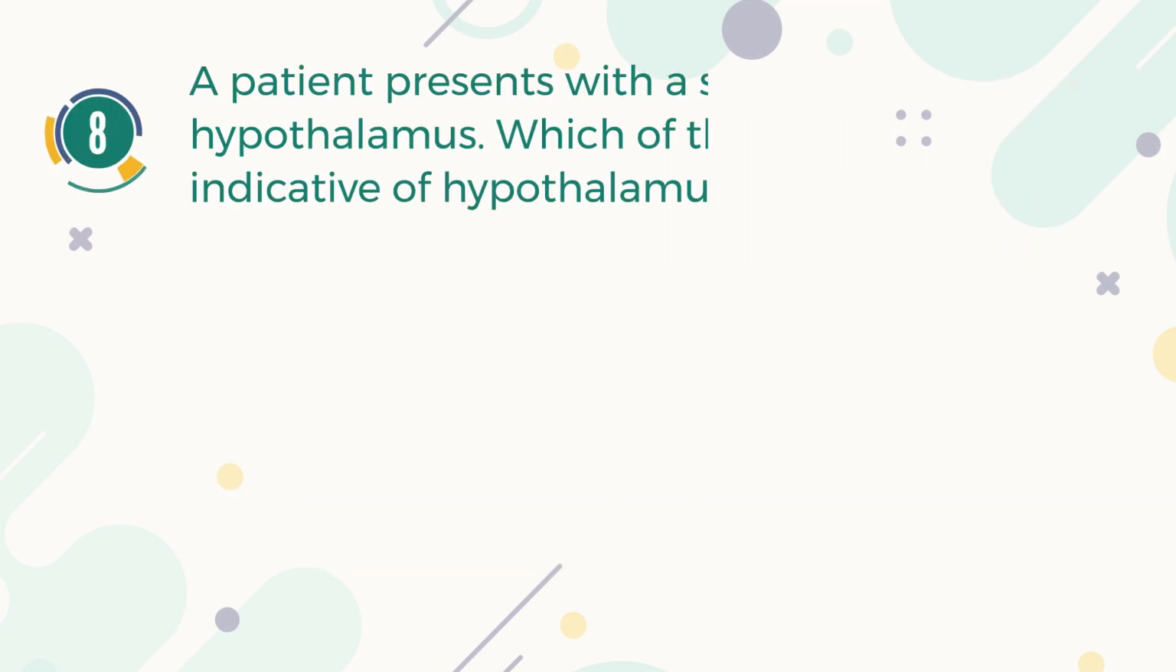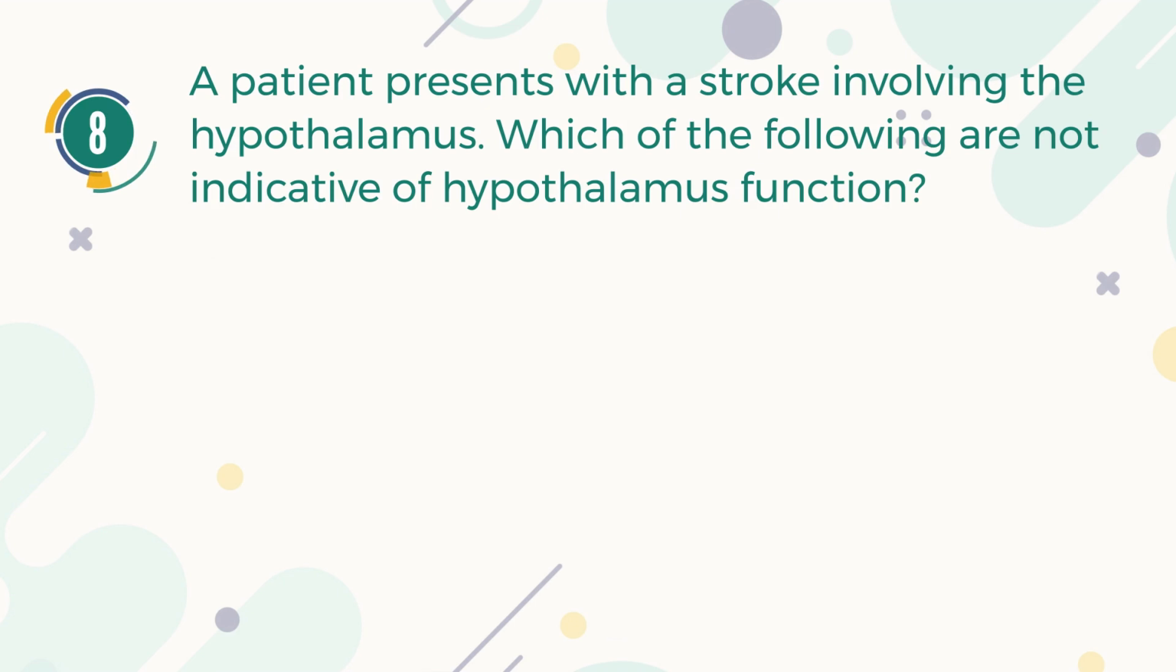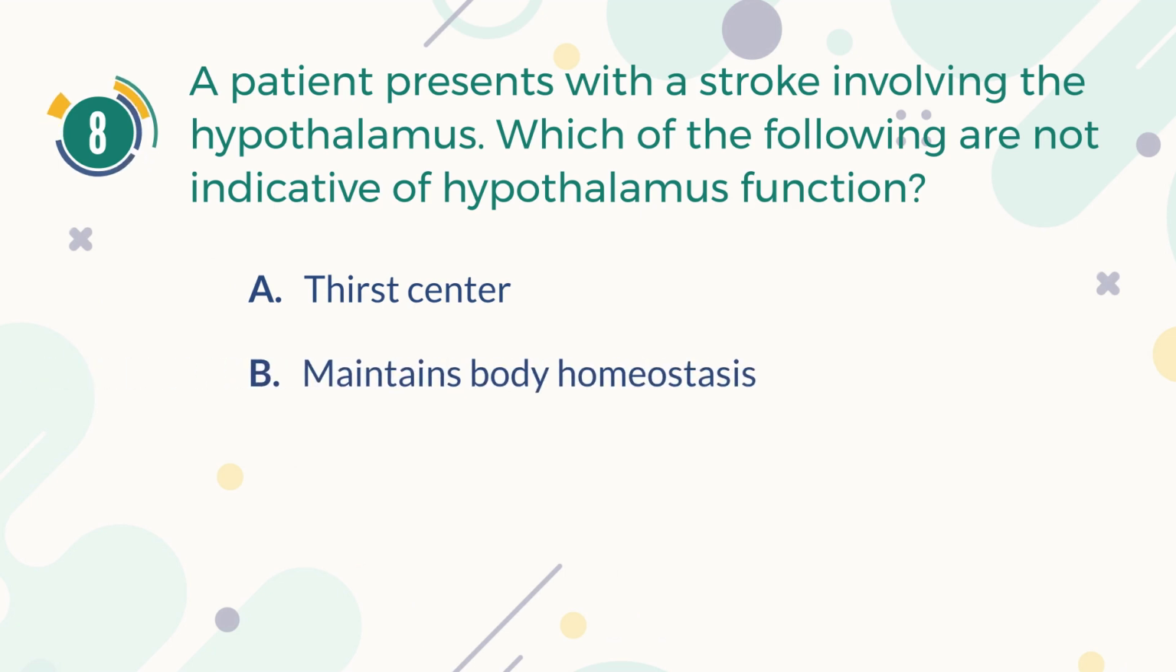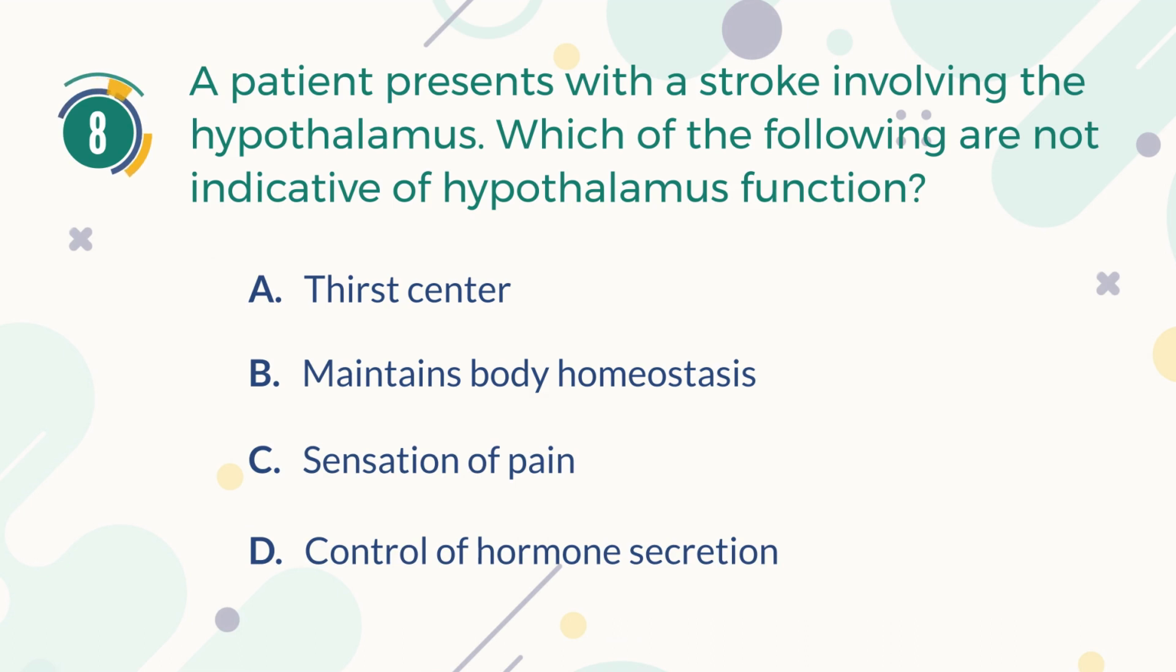Number 8. A patient presents with a stroke involving the hypothalamus. Which of the following are not indicative of hypothalamus function? A. Thirst center. B. Maintains body homeostasis. C. Sensation of pain. D. Control of hormone secretion.